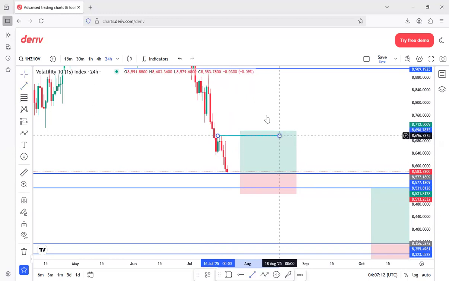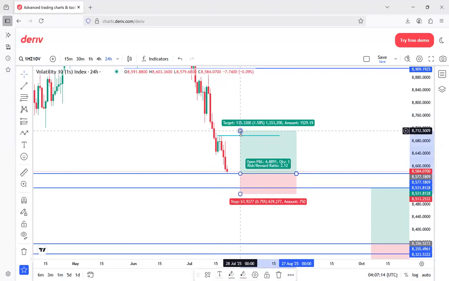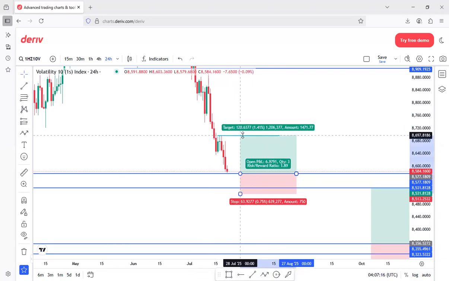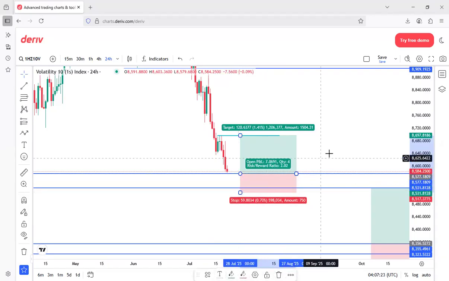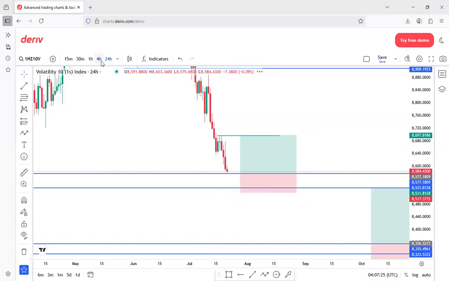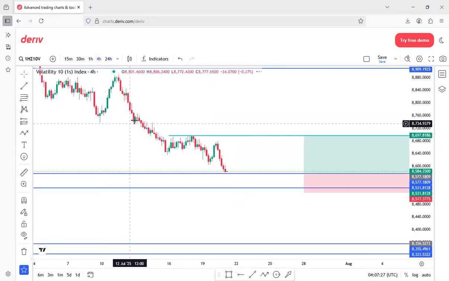All right, let me use a trend line. I use the trend line, and then your stop loss should be below this low. Sorry, your TP should be above that high, and then your stop loss should be below, making it a risk reward ratio. And then you go down to the 4 hours time frame to see what the price is doing.